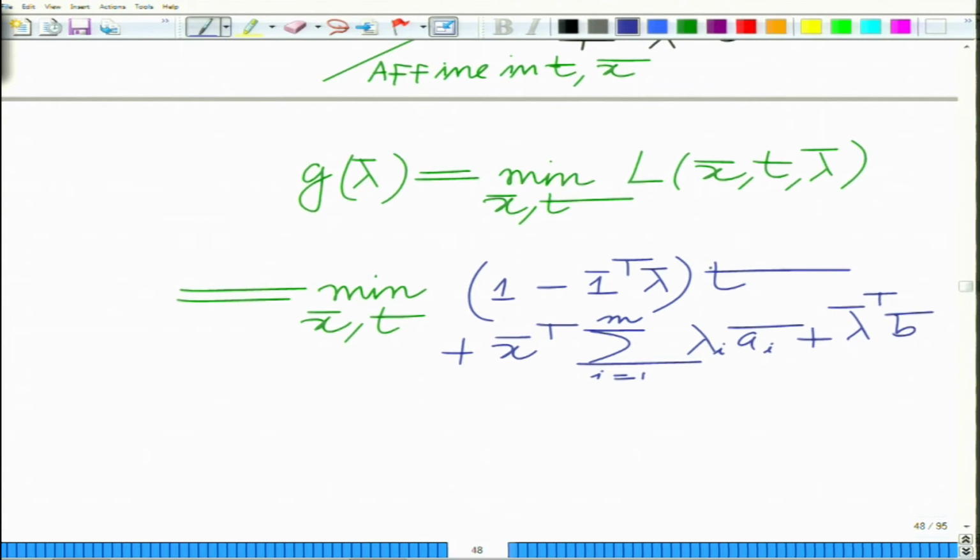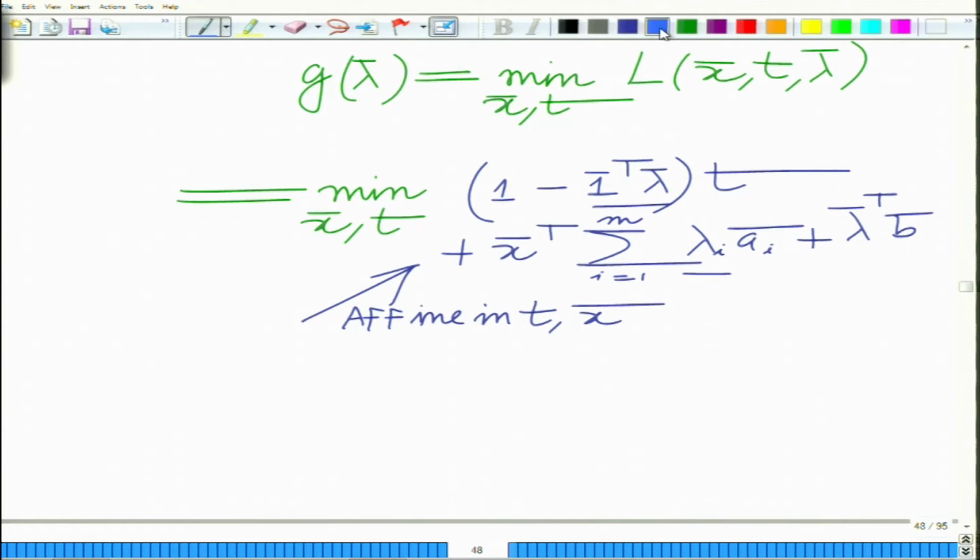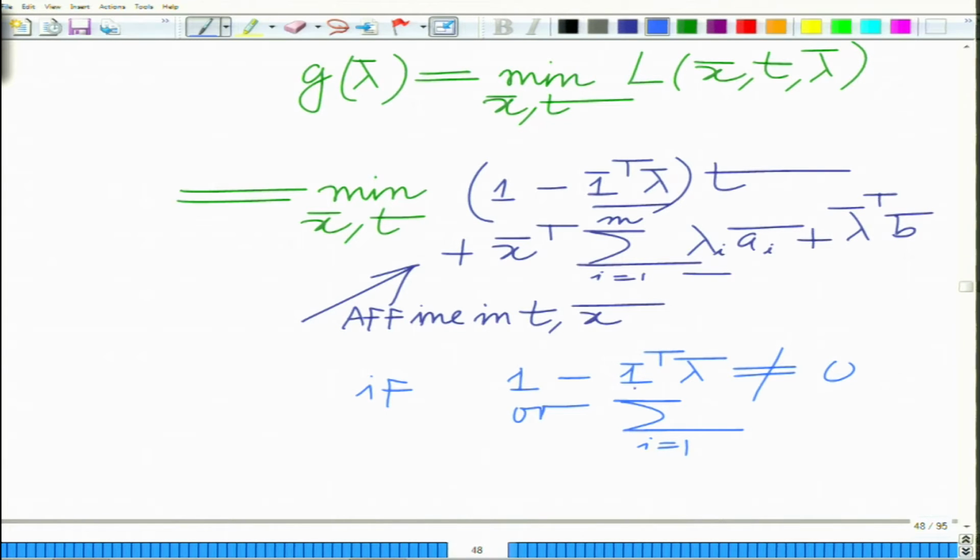Now, you observe this is affine in t comma x bar, which means it is a hyperplane. If the coefficients of t or x bar are not 0, it tends to minus infinity. So, if 1 minus 1 bar transpose lambda bar is not equal to 0, or summation I equal to 1 to m lambda I a I bar is not equal to 0, that means g of lambda bar equals minus infinity.